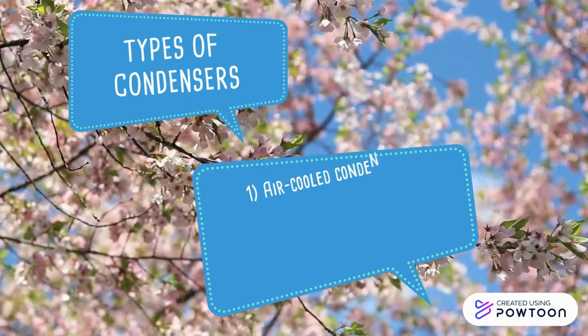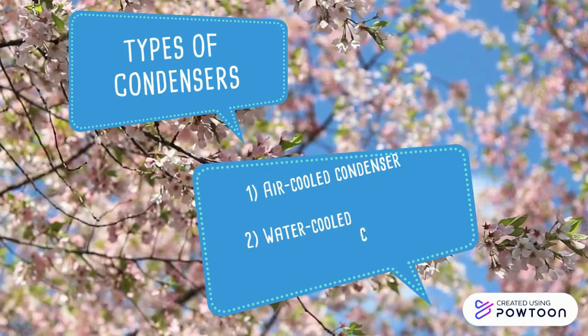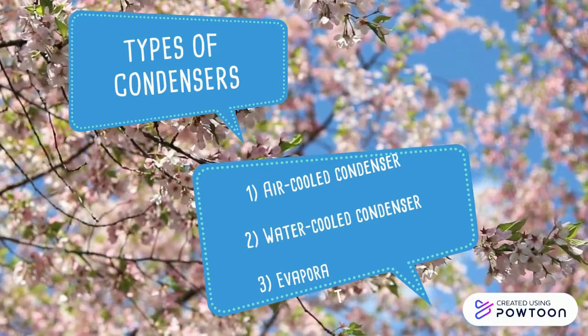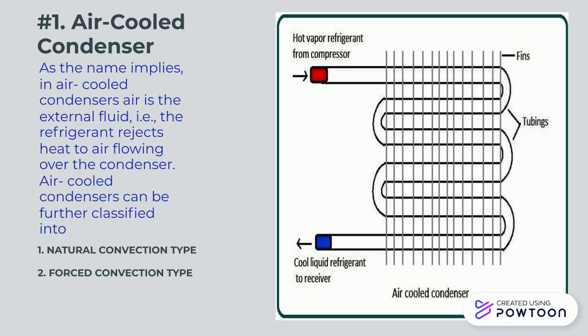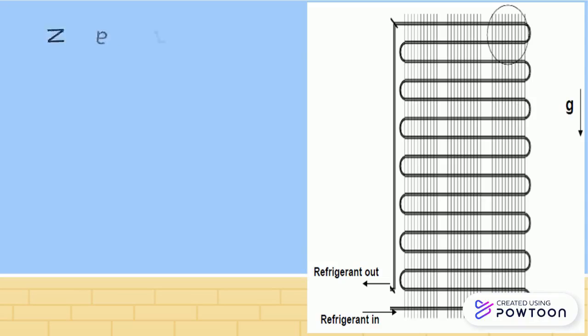Types of condenser. The first type is air-cooled condenser, second water-cooled condenser, and the third is evaporative condenser. Air-cooled condenser, as the name implies: in air-cooled condensers, air is the external fluid, that is, the refrigerant rejects heat to air flowing over the condenser. Air-cooled condensers can be classified as natural convection and forced convection type.